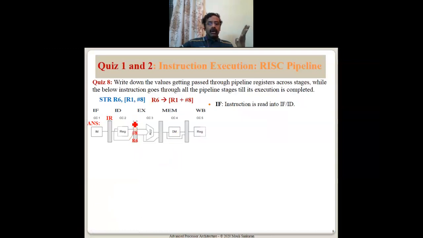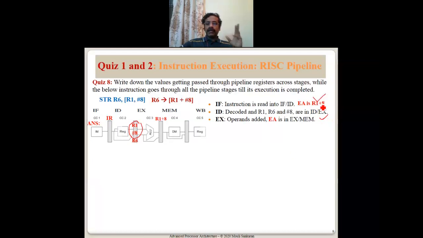So R1 is read. This is coming from the instruction, sign extended and available, and R6, the content of R6, which was here, is accessed and put here. Now, what is passed on to the ALU? Only these two values. We need to perform only this. It will perform the EA addition, which is nothing but R1 plus 8. And R6 is just passed as such without anything.